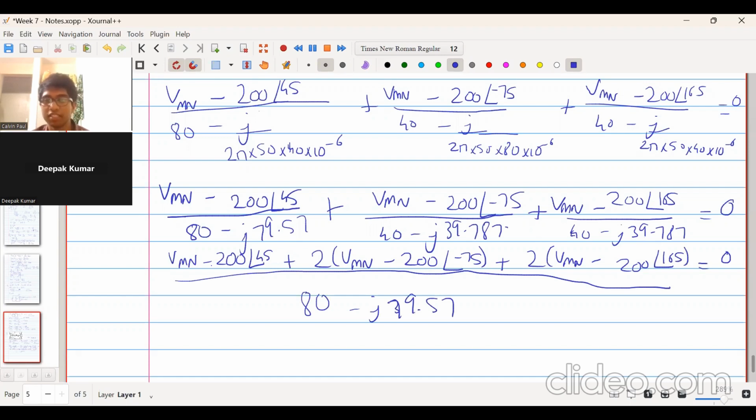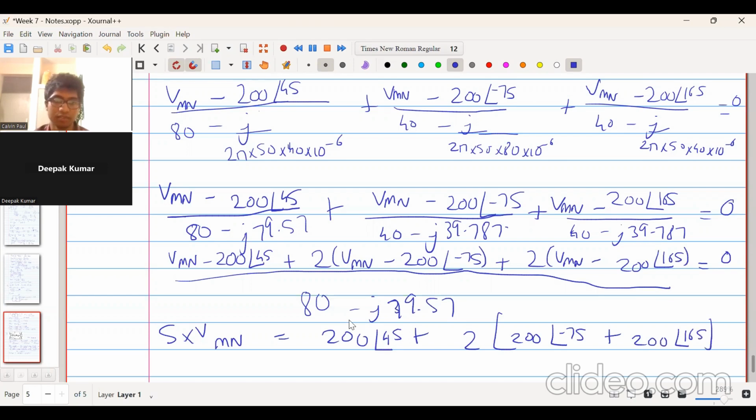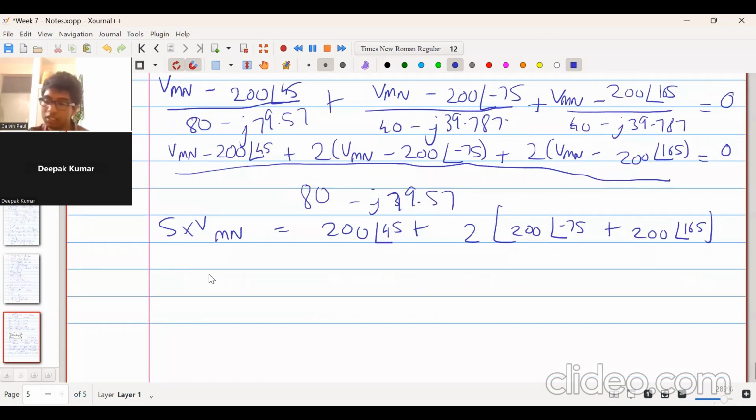We take this to the right hand side, it multiplies by 0, it becomes 0. So it becomes 5 into Vmn is equal to 200 angle 45 plus 2 into 200 angle minus 75 plus 200 into angle 165. Okay. When we solve this, we will get Vmn to be equal to 40 into angle of minus 135 volt.